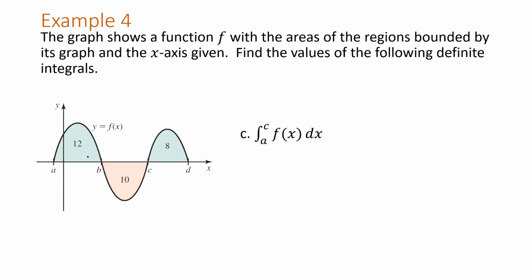And then let's take the area from A to C. Well, now we've got the region here from A to B that's above the x-axis, and then the region here from B to C that's below the x-axis. So going all the way from A to C, we're going to combine those two. So we have 12 is the area above minus 10, the area below. So the net area here would be 2.